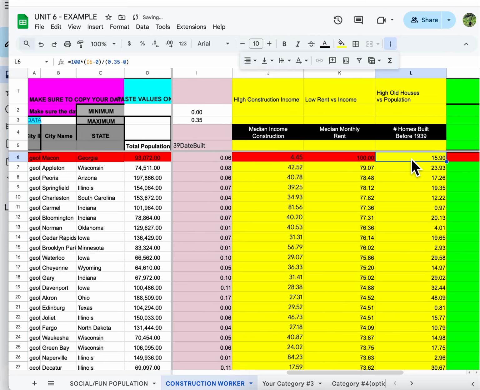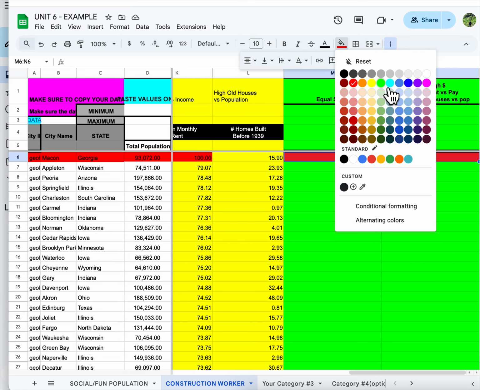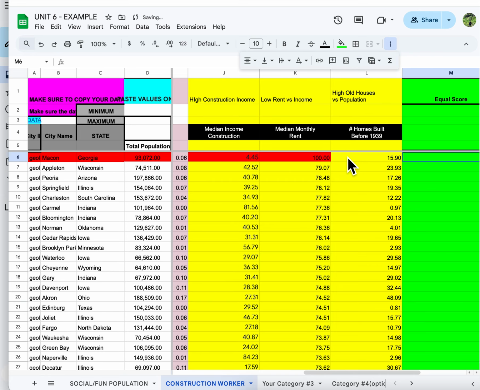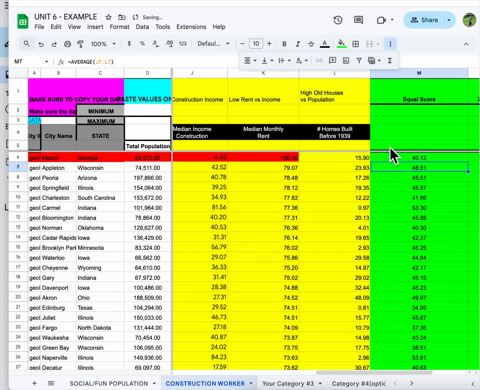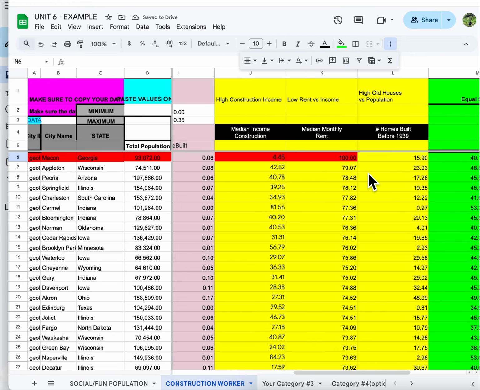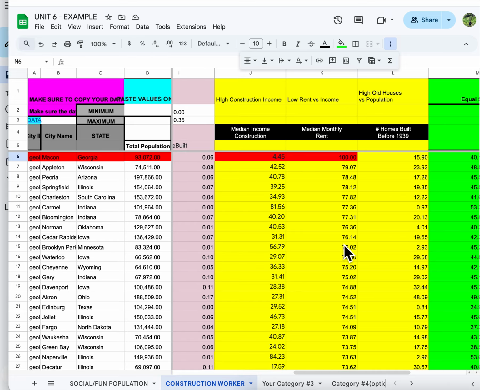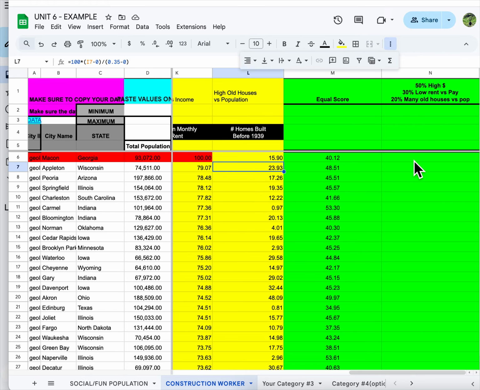Okay. Anyways. So the easiest way to combine all these scores is to just average everything. So you can do equals average. And that'll weight everything equally. Okay. But maybe some of these categories are more important than others. Say, having low rent is good, but maybe you're more concerned with having more income versus having a lot of old houses.